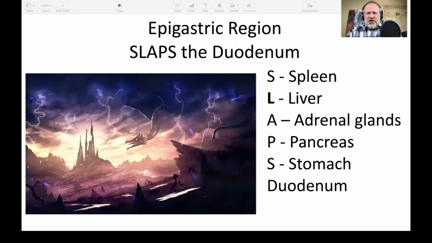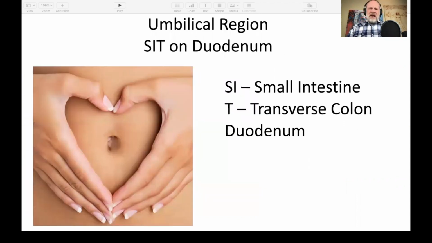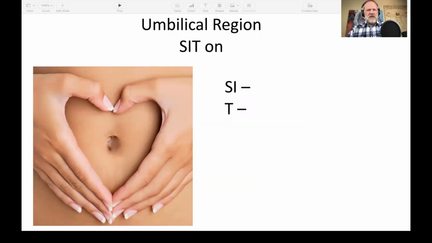So let's just review real quick the last couple regions there, because they were at the end. The epigastric region, the dragon slaps the duodenum. Slaps stands for spleen, liver, adrenal glands, pancreas, stomach, duodenum. Umbilical region, sit on the duodenum. Just imagine somebody sitting on the duodenum. Small intestines, transverse colon, duodenum.